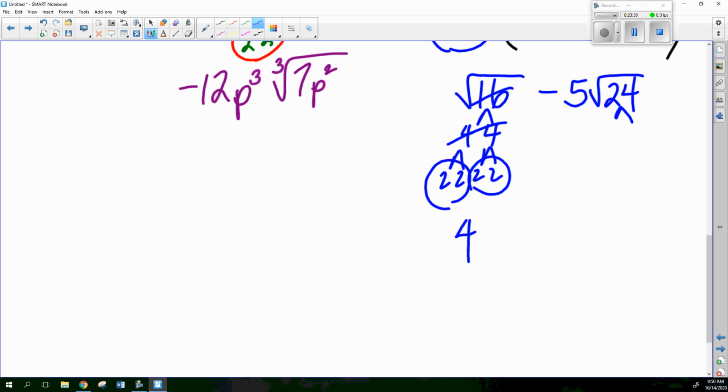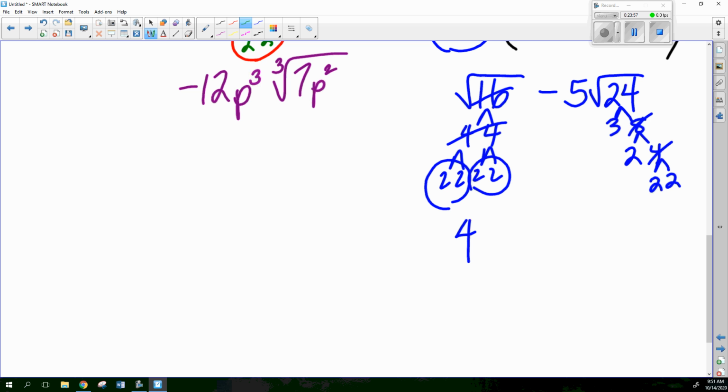What would give me 24? 3 and 8, 6 and 4, 2 and 12, lots of pairs. I mean, lots of options. All right, let's see, 2 and 4, 2 and 2. All right, so what am I going to take out of that radical?